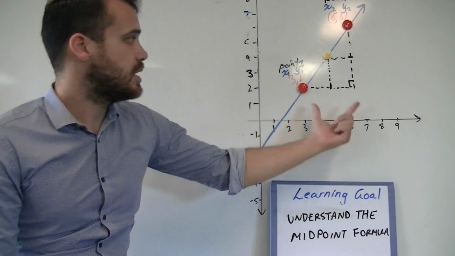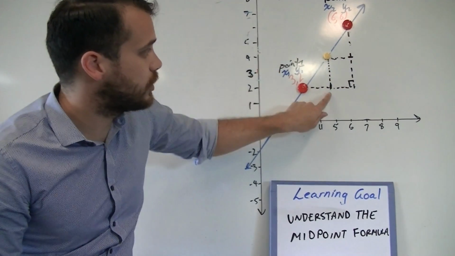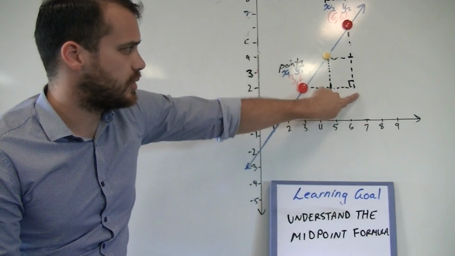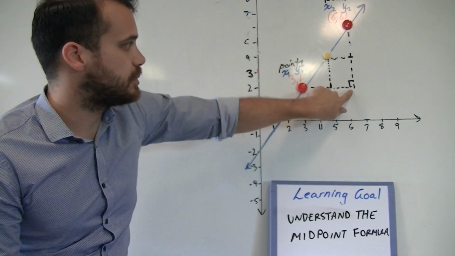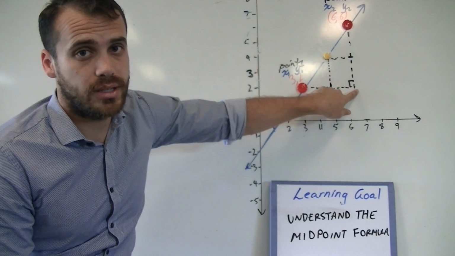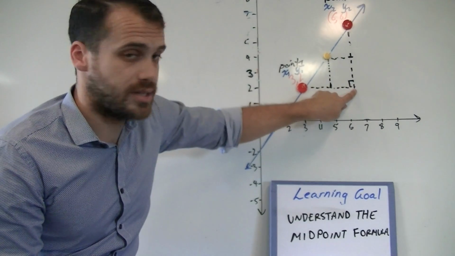Now, the question is, how do we find this? And how do we find this? How do we find this middle point and how do we find this middle point? Now, looking at this one first, if you want to find the middle point between this x value and this x value, another way to think about it is finding the average between this x value and this x value.